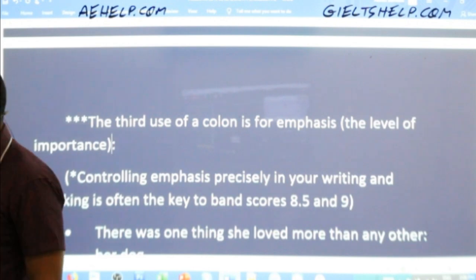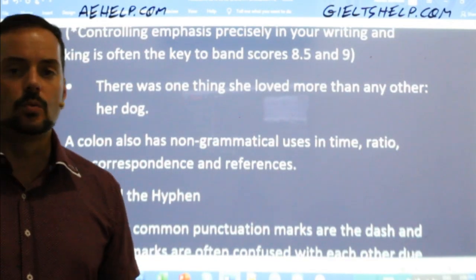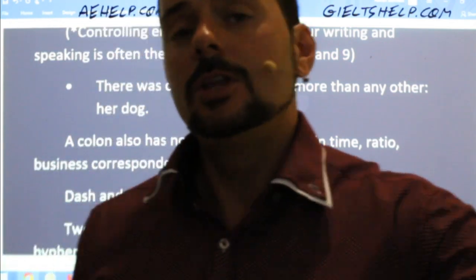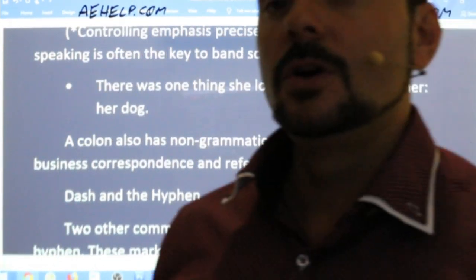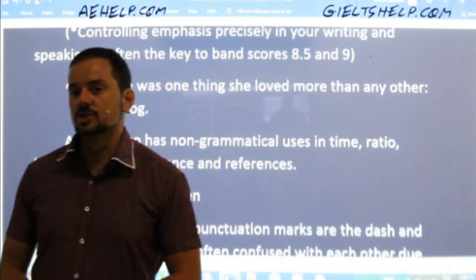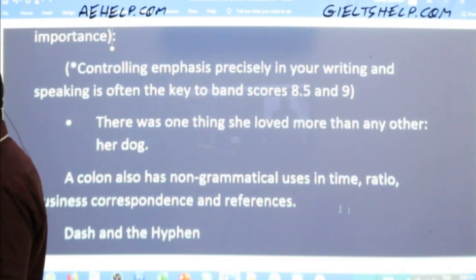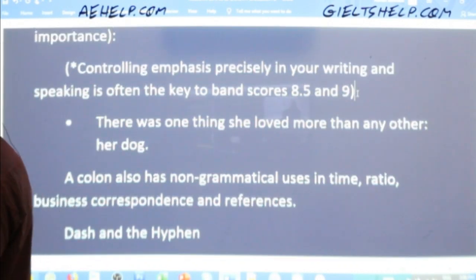Okay. All right. And you can control emphasis with punctuation marks. You can also control emphasis with what? What else? With words. And what else can you control emphasis with in your writing? Okay, so I know we're taking a little bit of a detour here, but it's a very important detour.